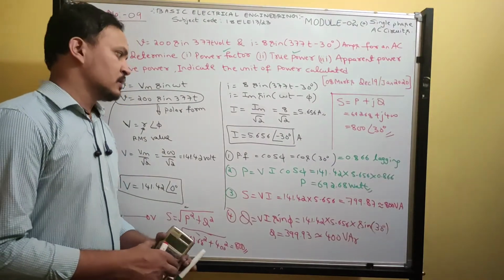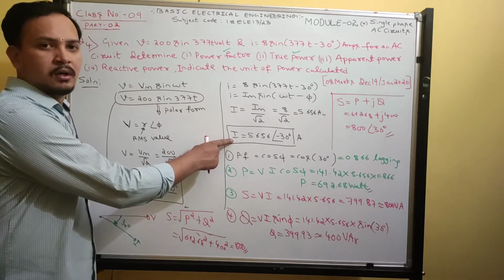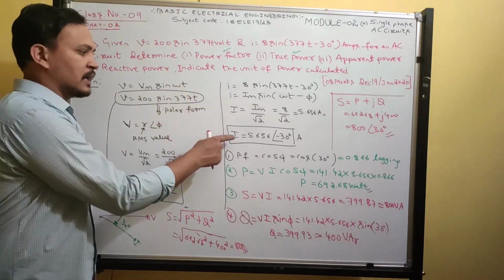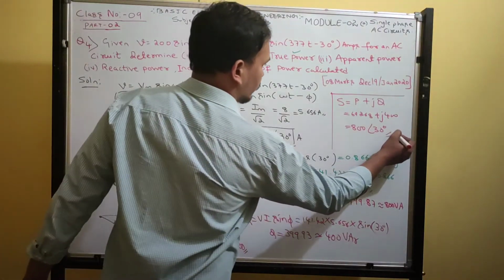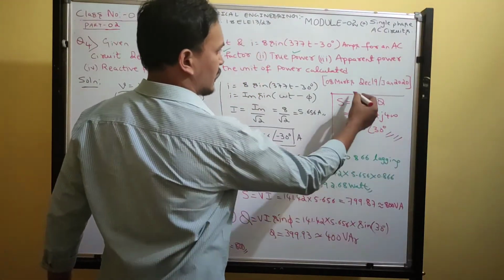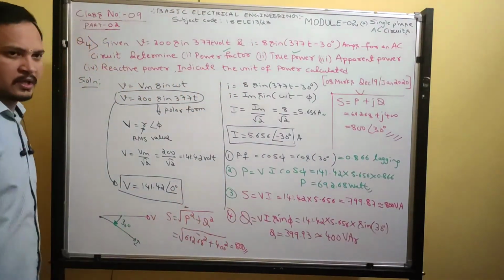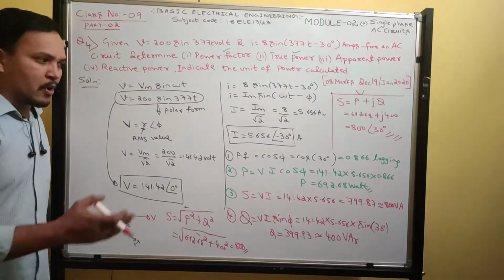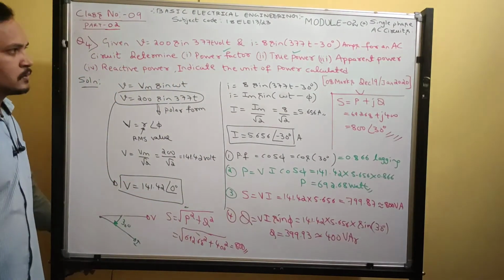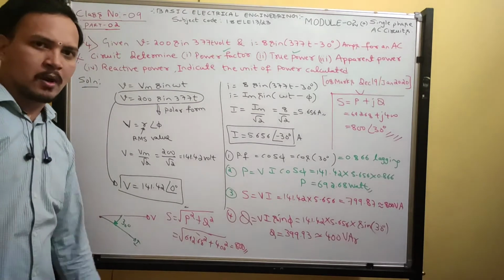Got it? See, the current indicates the nature of the load. Depending on the type of load, the current may lead or lag. Understood? Fine. So this completes it. Whatever is written here is verification, and this part is also verification. Guys, pause the video and copy down. This problem is important. So shall we move to the next problem?